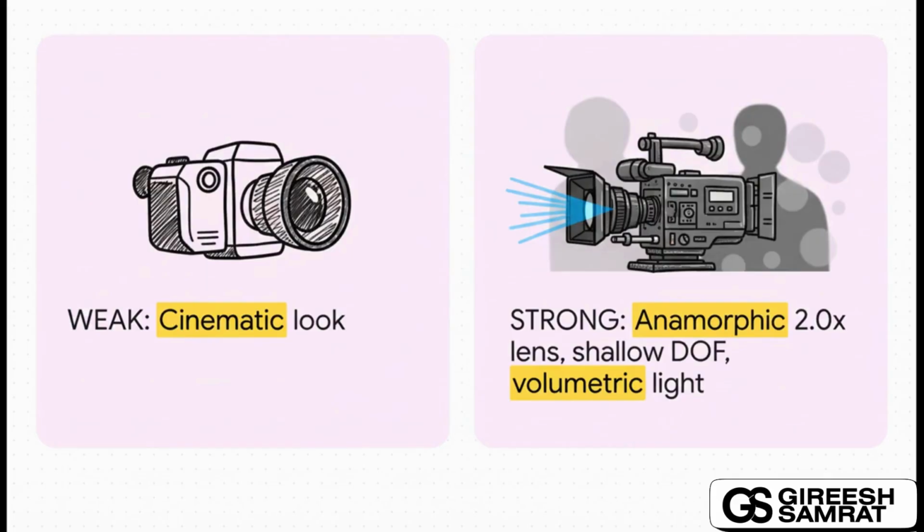And this exact same idea applies to the camera work. You see the term cinematic look thrown around all the time, but what does it even mean? It could be anything. Instead, get specific. Use real camera terms. Something like an anamorphic 2.0 lens gives you those wide movie-like shots. Shallow DOF, that's depth of field, blurs the background and makes your subject pop. Volumetric light gives you those beautiful beams of light cutting through the air. These aren't just fancy words, they are levers of control.